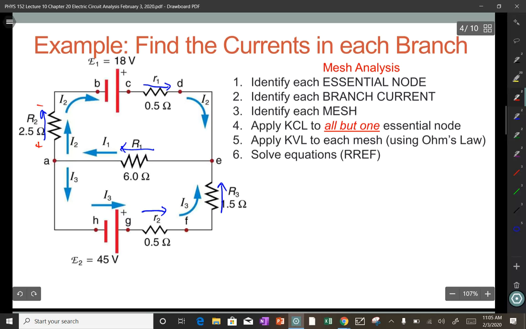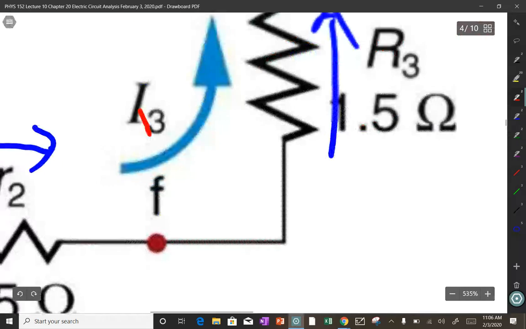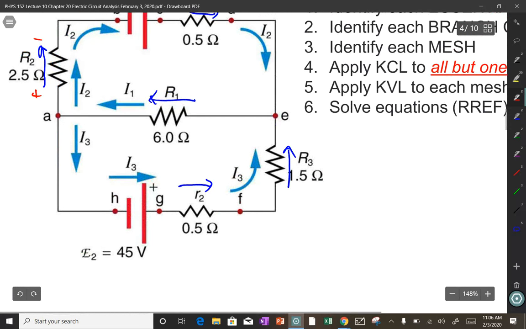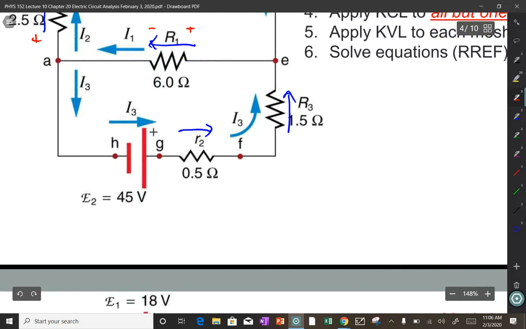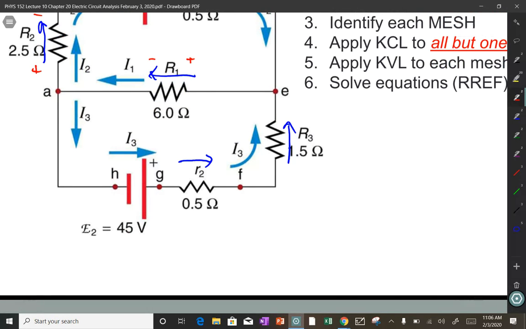Which side is positive for R1? Left. Which side is positive for R1? Dang it. I'm not sure why my hand did that, but. Which side is positive for lowercase r2? And finally, which side is positive? We already did this one for R3.